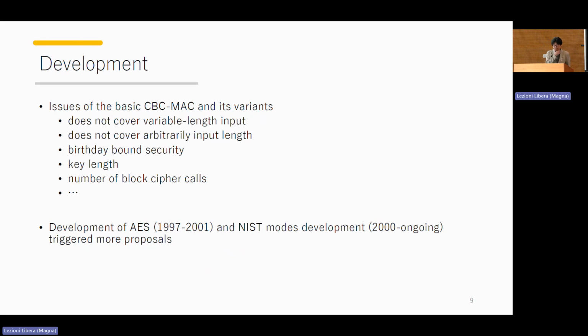So these developments were made to address the issues in the basic CBC-MAC and its variants. The basic CBC-MAC does not cover arbitrary input length. There are the birthday bound security, the key length issue, the number of block cipher calls, and so on. And these older CBC-MACs were designed for DES, the previous block cipher with a 64-bit block and 56-bit key. The development of AES and NIST's modes of operation development efforts triggered more proposals.